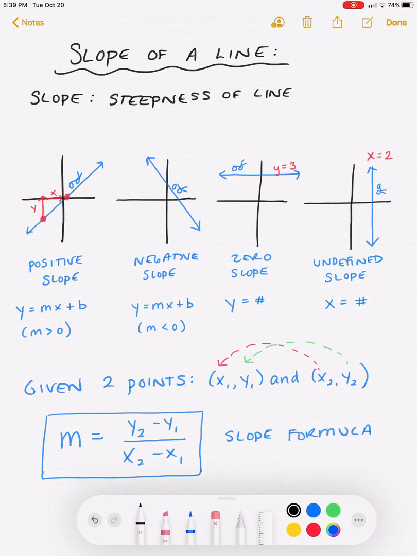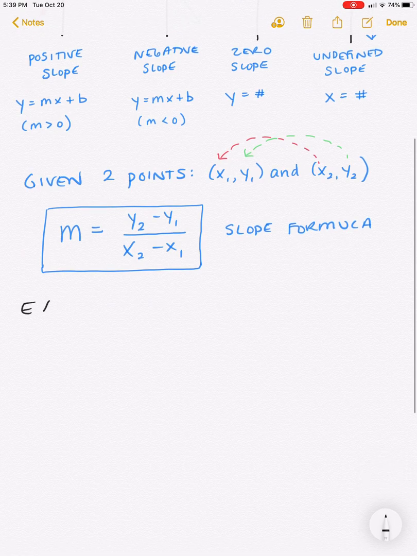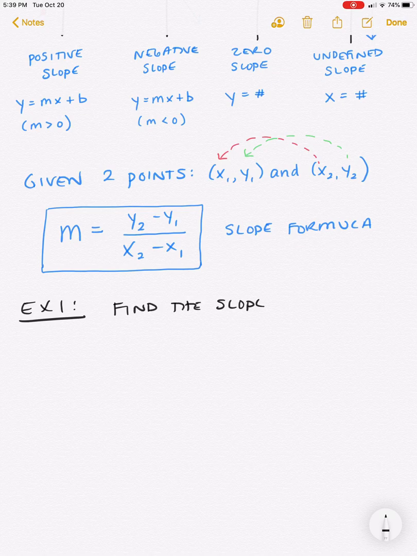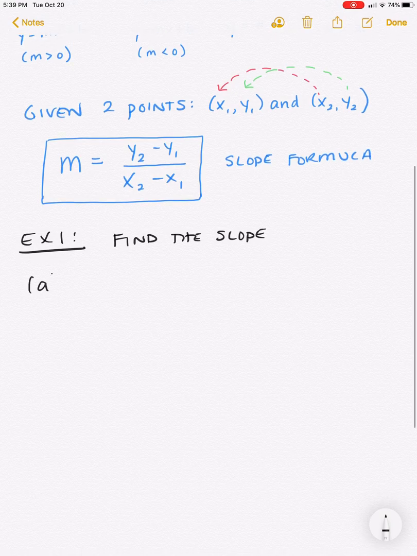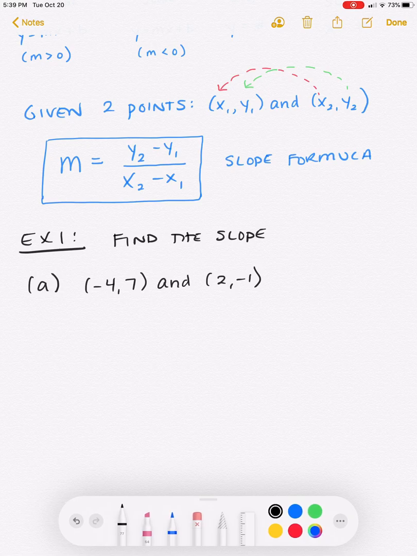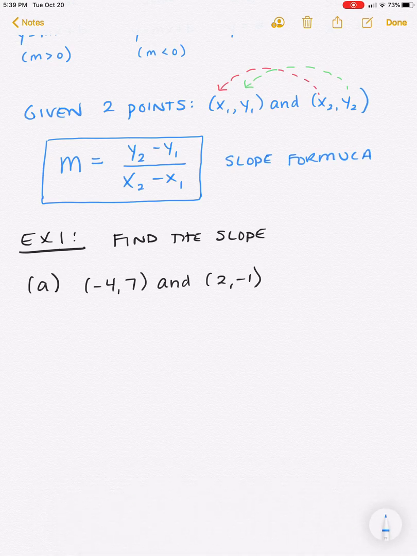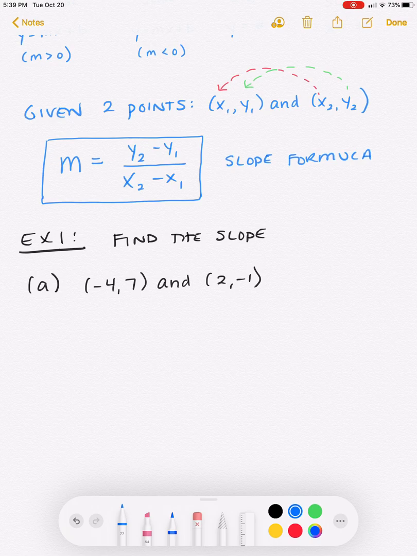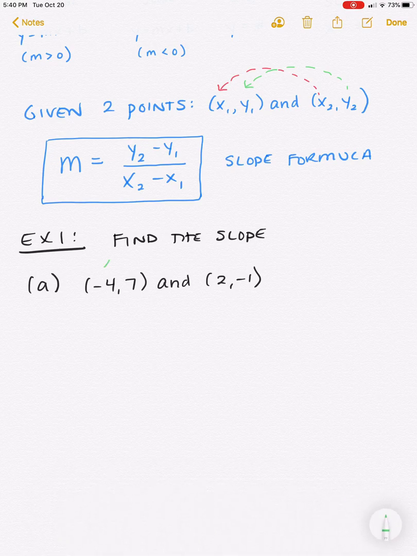Let's go ahead and look at a couple examples and make sure that we are comfortable with using the slope formula. So I'm just going to say as the directions, I want you to find the slope. For part A, the points are going to be (-4, 7), and suppose I give you (2, -1). Pause it if you need to. Go ahead and copy that down. When we start this out, maybe it would help to label: this is your first x, this is your first y. This is your second x, this is your second y.